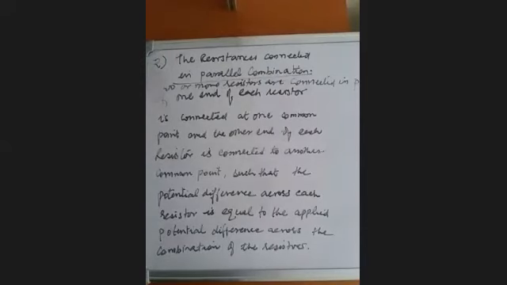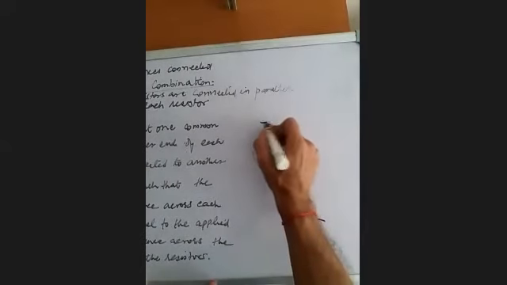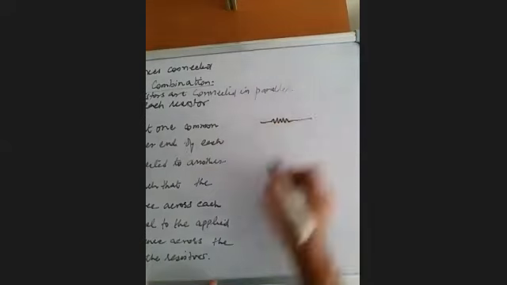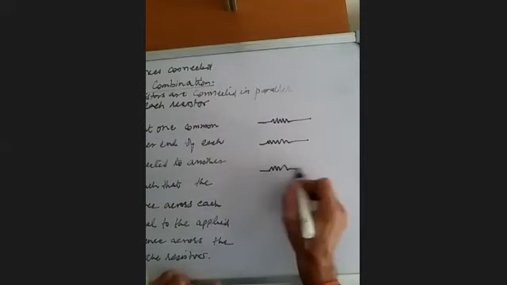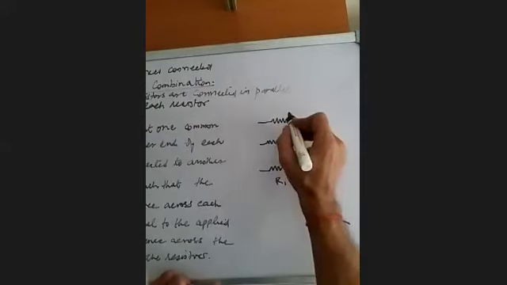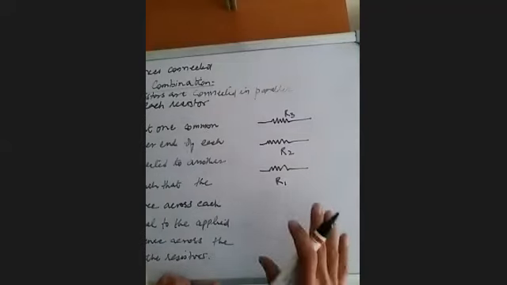Now we'll see how in the circuit diagram we can recognize whether the resistors are connected in parallel or not. So let us look at the diagram. Suppose we have three resistors connected in parallel. When can we say that these are connected in parallel? So one resistor, second resistor, and third resistor. So three resistors, say R1, R2, and R3.